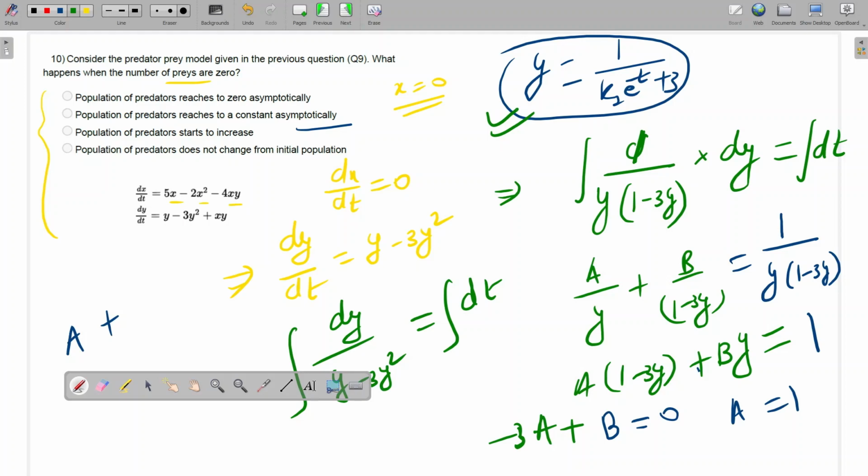Can anyone tell? Second option, sir. So this exponential term is there. As t tends to infinity, it will become zero, and y will be 1 by 3. As t increases, y settles to this value, so that will be 1/3. So B is the correct option. Clear to all?